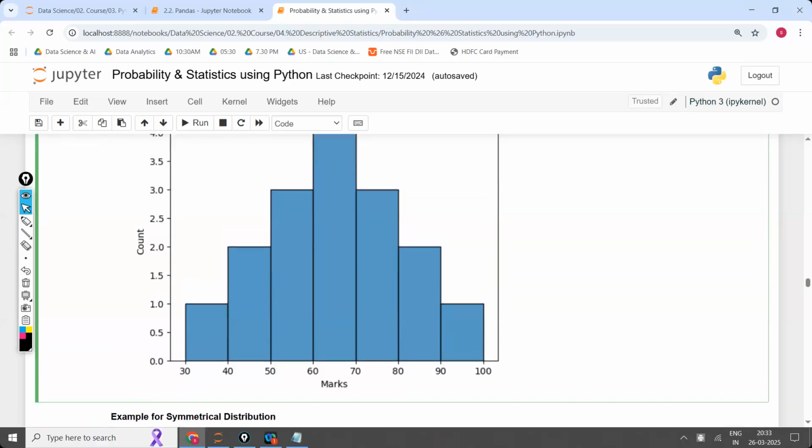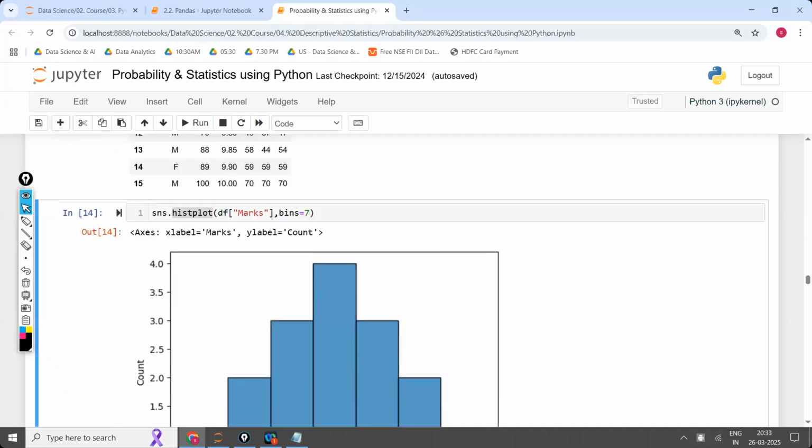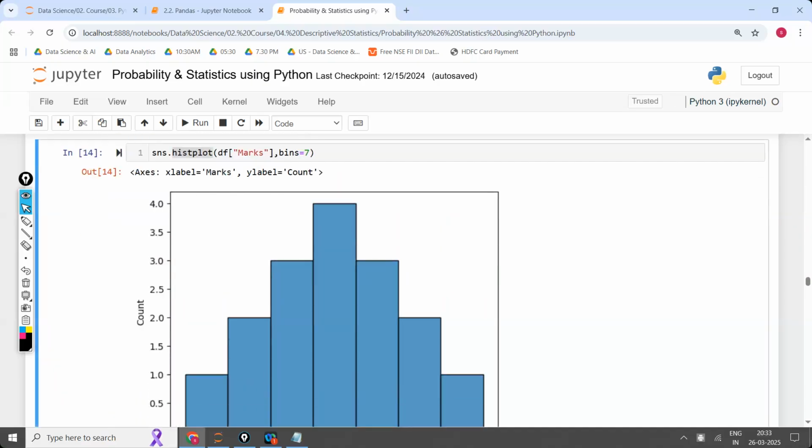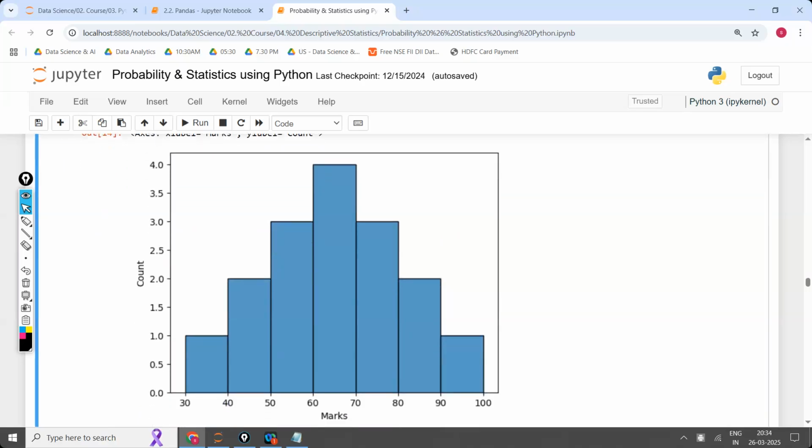Right? Now, sir, this is okay. You told probability distribution, no, sir. Is this frequency distribution or probability distribution? Frequency. How do you know? Because on the y-axis, the word count is there. Based on the y-axis name. The y-axis name is called Y label.